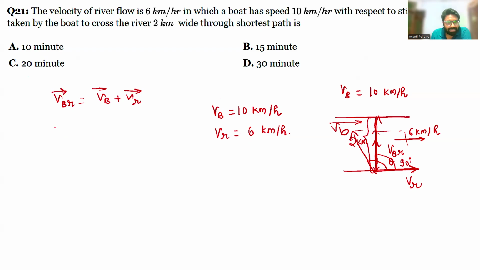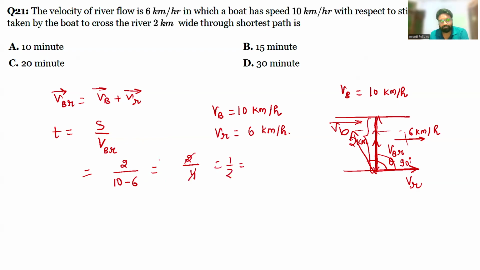Now from this equation, the time taken to cross the river through the shortest path is S upon VBR. Now S is what? 2 kilometer divided by VBR, which is 10 minus 6. 2 upon 10 minus 6 will become 4. It has become half, and this is half hour, which is 30 minutes.